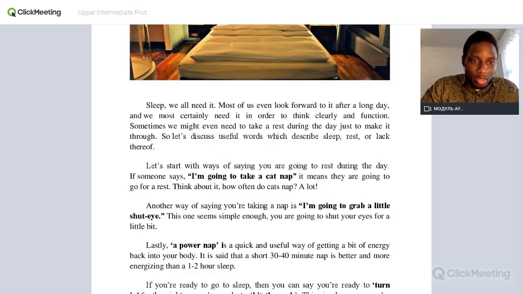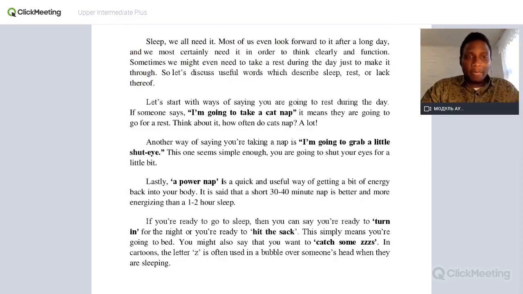So that's what it means. A power nap, a useful way of getting a bit of energy back into your body. Now, I want us to look at this one.